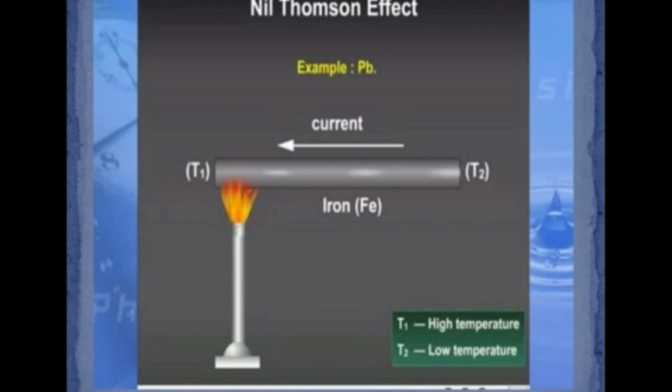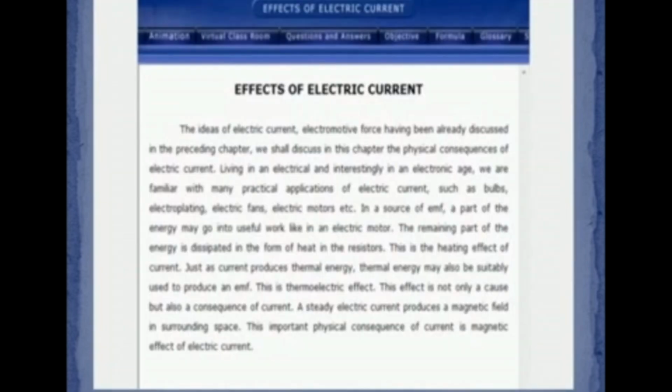So it has no cold junction or hot junction. The example for that is only lead, Pb. Lead has the nil Thomson effect. It can be asked as a 1 mark question. Okay.